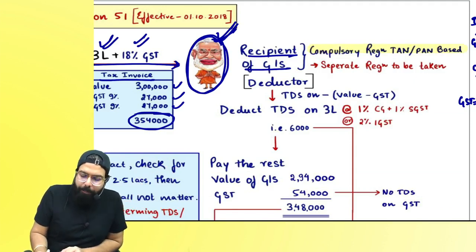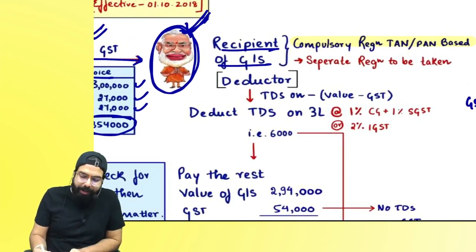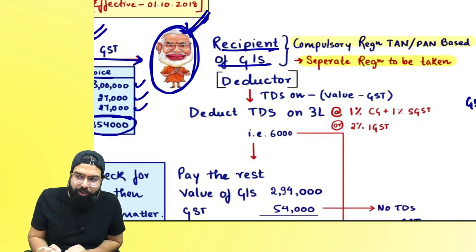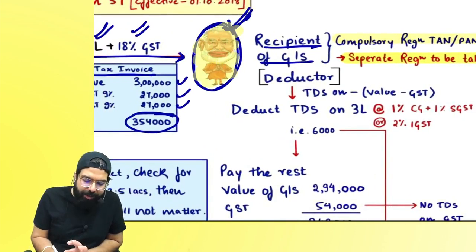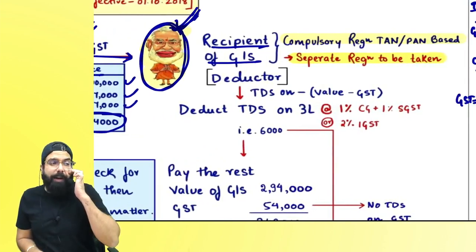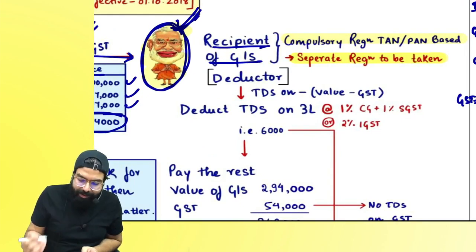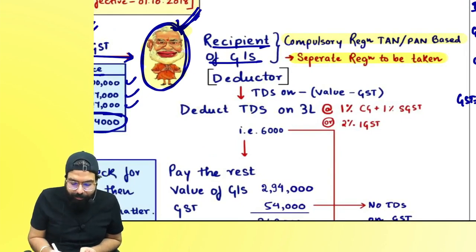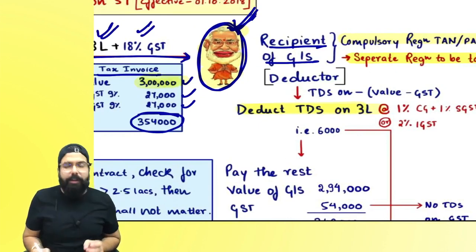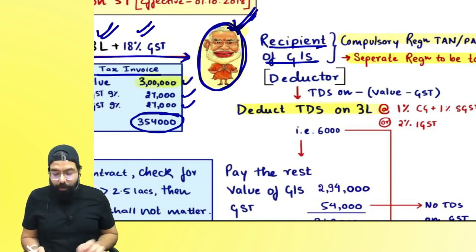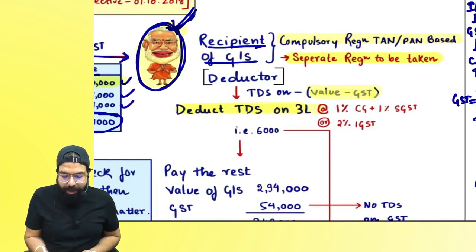First of all, they will take compulsory registration, either TAN based or PAN based, and it's a separate registration which is to be taken. If they are normally registered, okay, but they will have to take separate registration as a TDS deductor. They will deduct TDS only on the value, which is total invoice value minus GST.